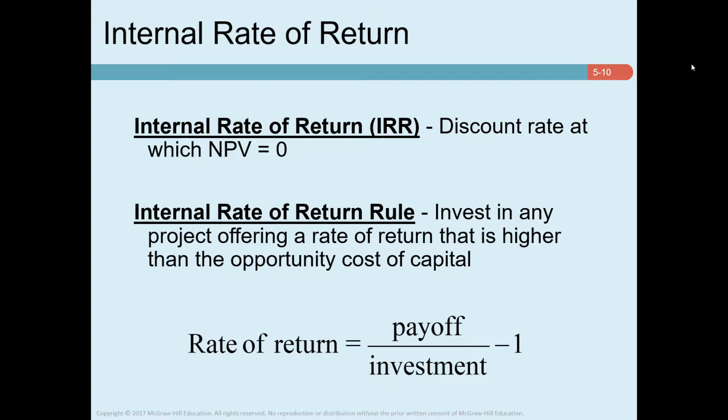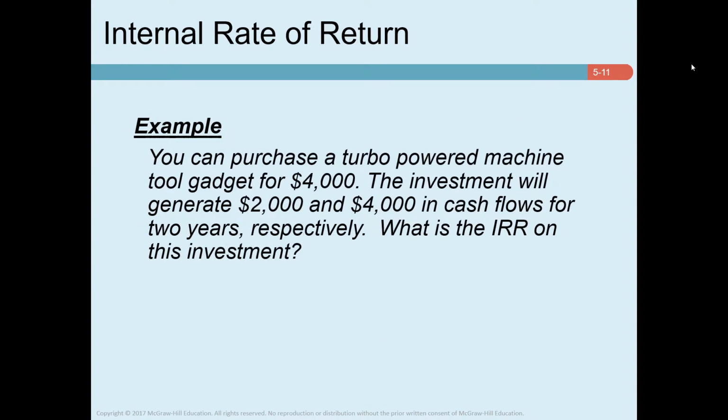And so let's look at an example. The example they ask here: you can purchase a turbo-powered machine tool gadget for $4,000. The investment will generate $2,000 and $4,000 in cash flows for 2 years respectively. What is the IRR on this investment? So we're going to look at an Excel example to see how we do this.